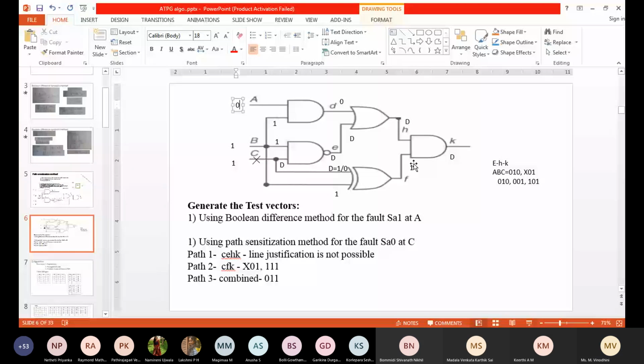Yes, ma'am. This XOR, here this D is fixed. I cannot change this D. And at the output, I need 1. Can I get 1 from 1 XOR D? It cannot be 1. 1 XORed with D will be D dash. So here line justification failed. Clear?